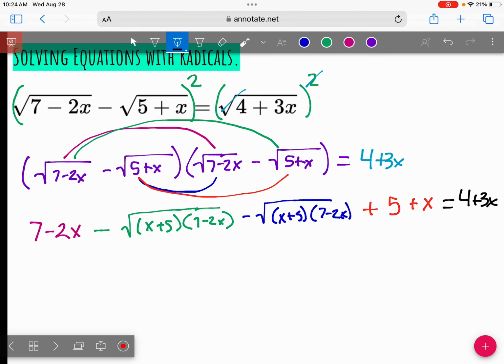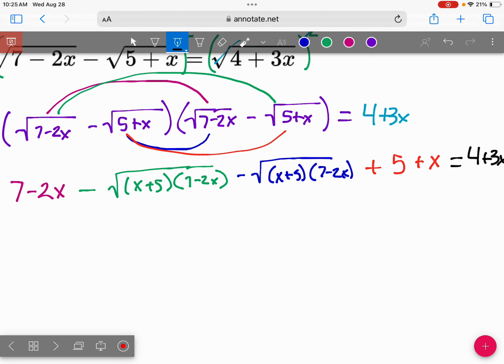Okay. So we've done a big distribution. Questions on any of those pieces? Because that's usually the question: why? Because college. Sorry. All right. We have some simplifying we can do here.